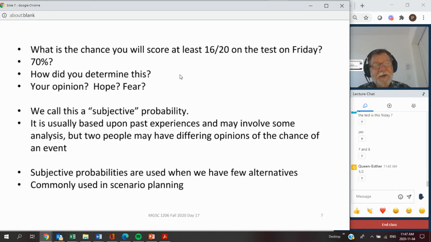And we're not looking for precision in the estimates of the probability. We're just trying to look at, is this something very likely to happen, somewhat likely, or very unlikely? And then we build different scenarios.